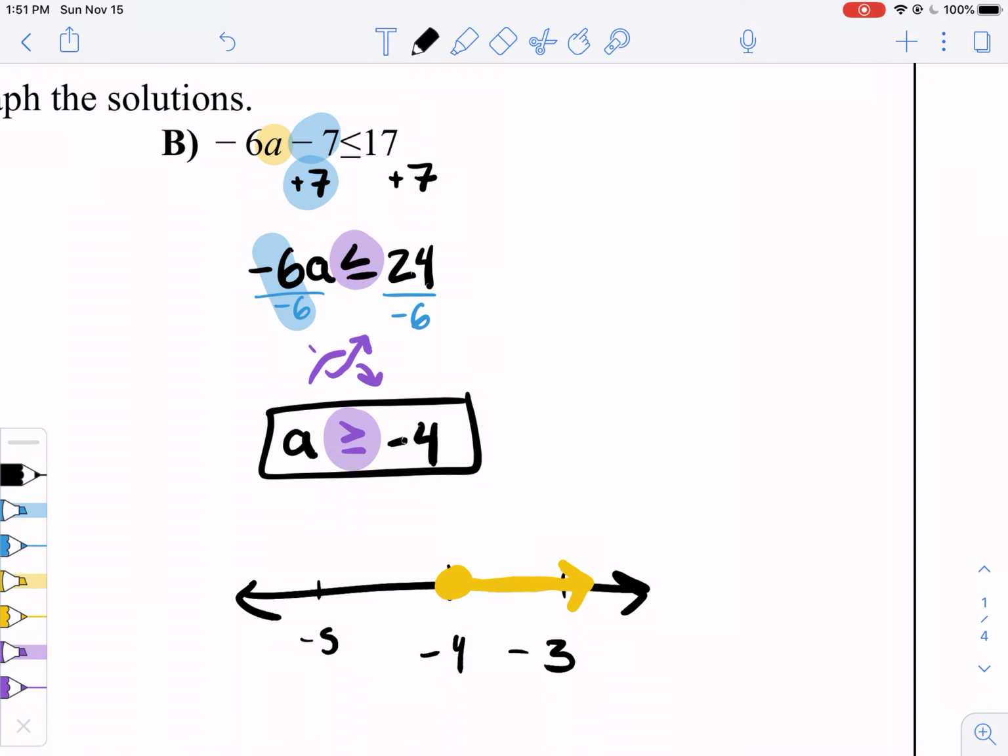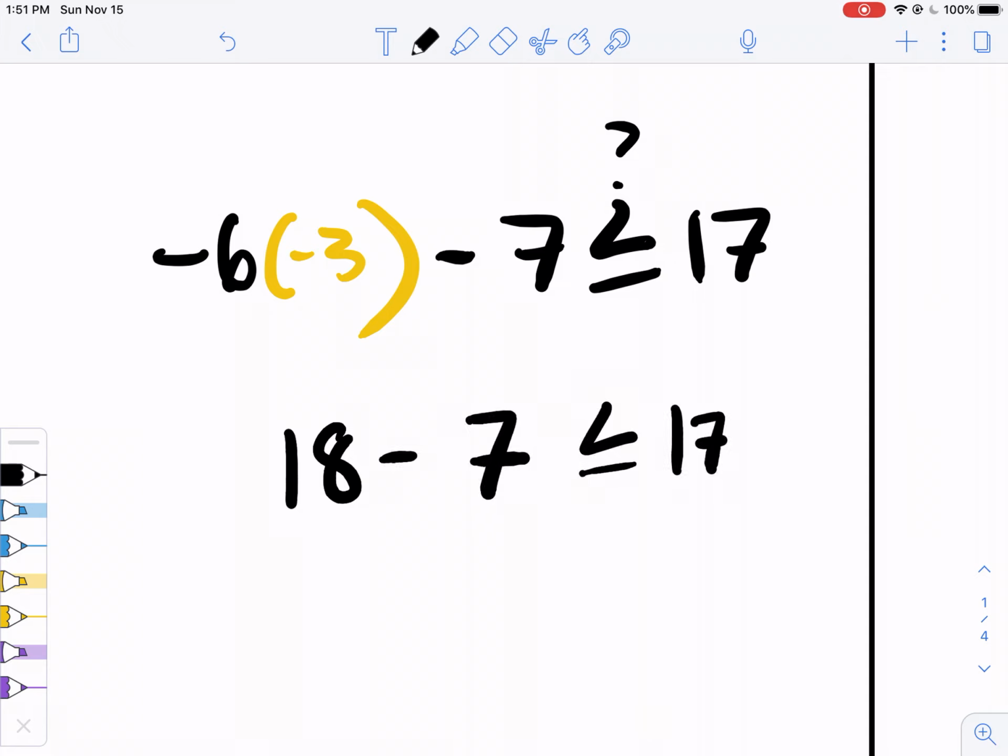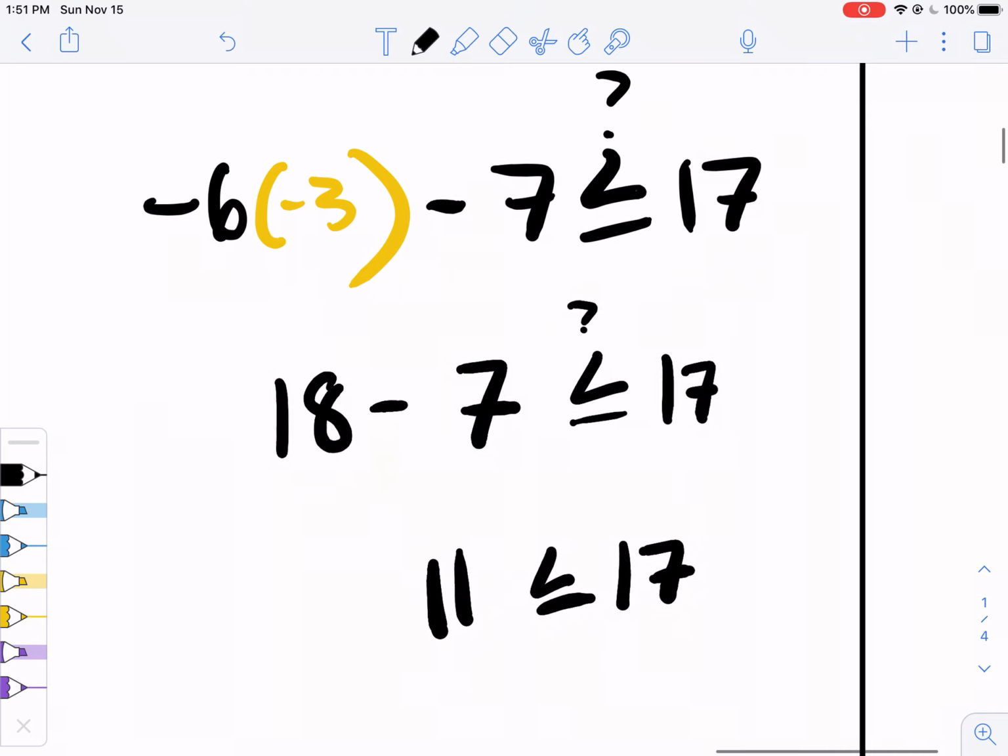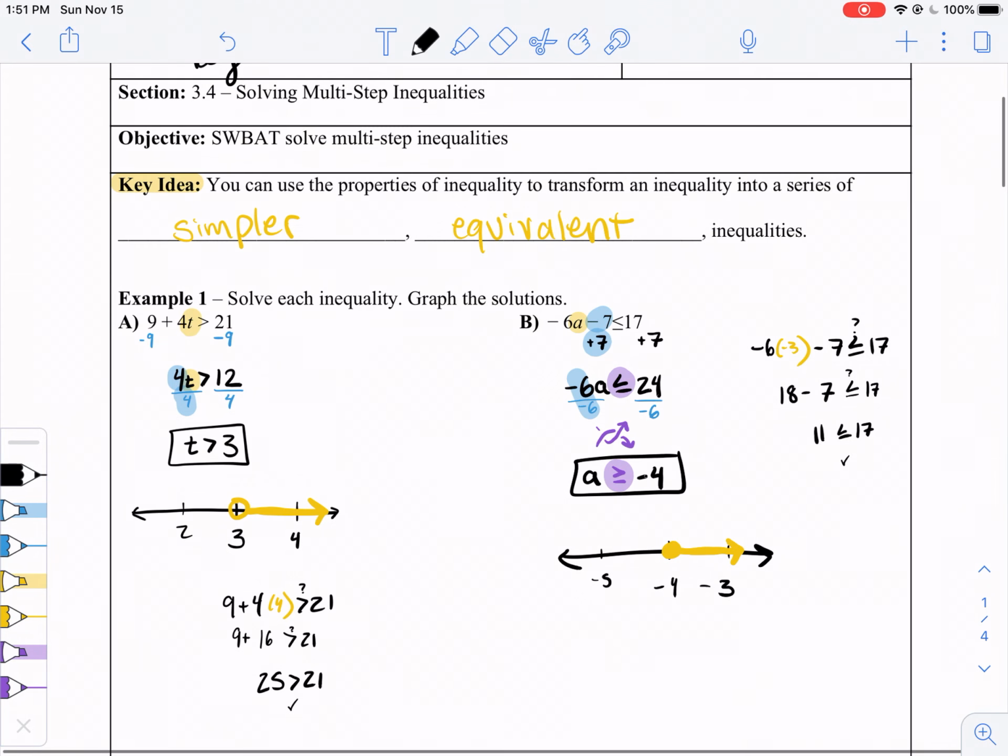Is it true that negative 6 times negative 3 minus 7 is less than or equal to 17? Well, I don't know. What is negative 6 times negative 3? Okay, is 18 minus 7, is that less than or equal to 17? Well, that's 11. So yeah, 11 is less than or equal to 17. It's the less than part. So yay, we did it right.